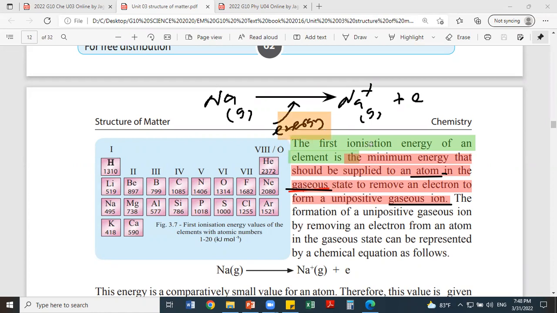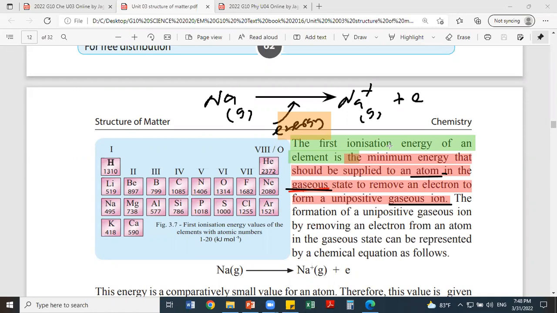Because to remove an electron from an atom is not that easy. Why? Because all the electrons are attracted towards the center of the atom. Electrons are negative, the center is positive. The nucleus is positive because it has positive charges, protons. Therefore in any atom, the nucleus is positive and electrons are negative. They are attracted to each other, oppositely charged. To break this attraction and remove the electron, you have to supply energy.